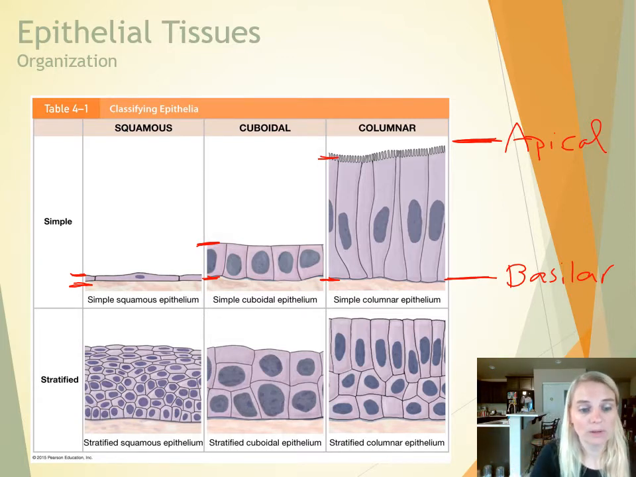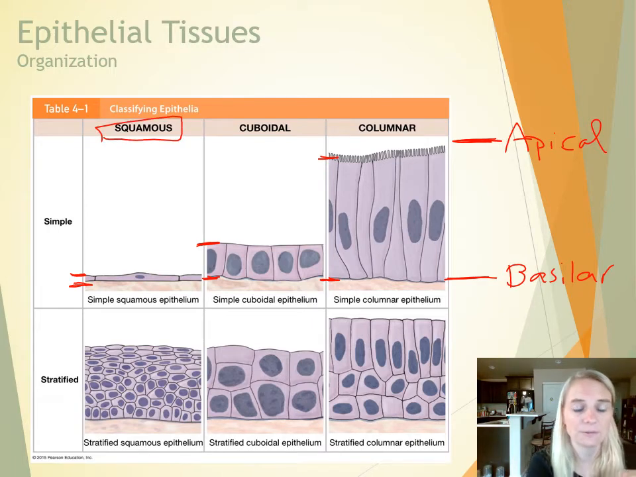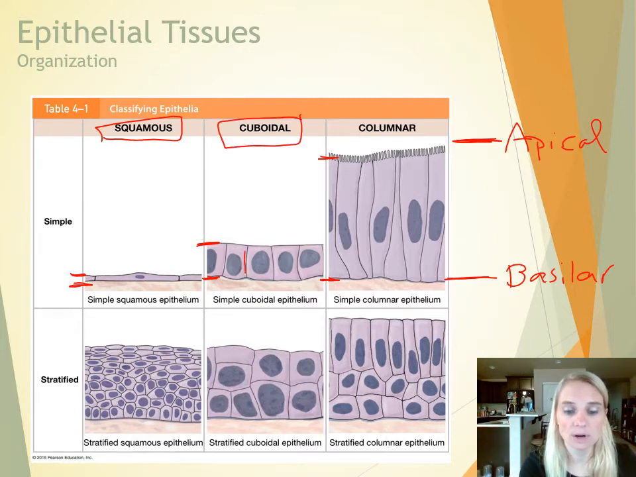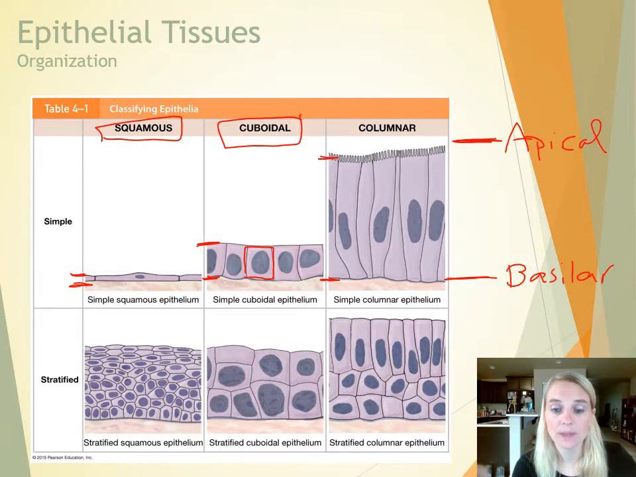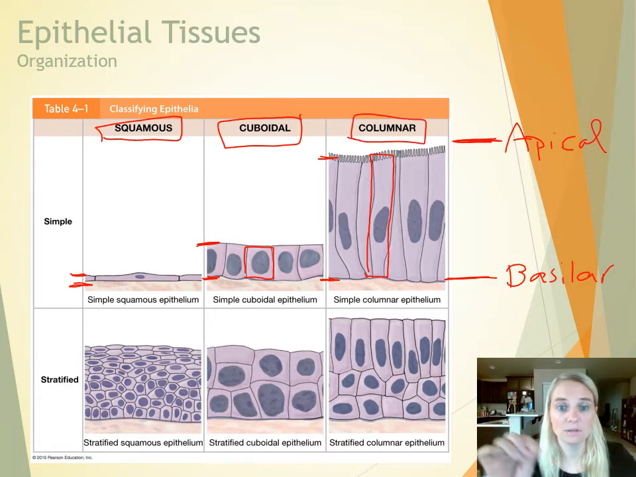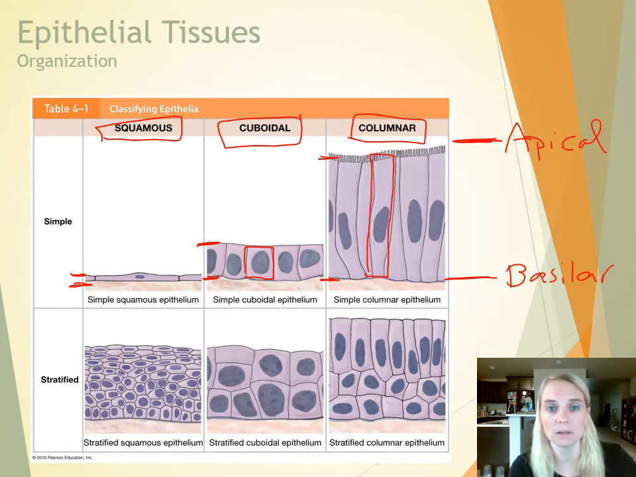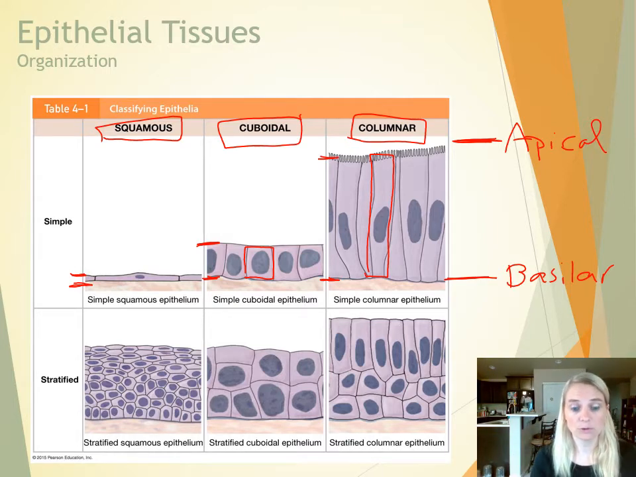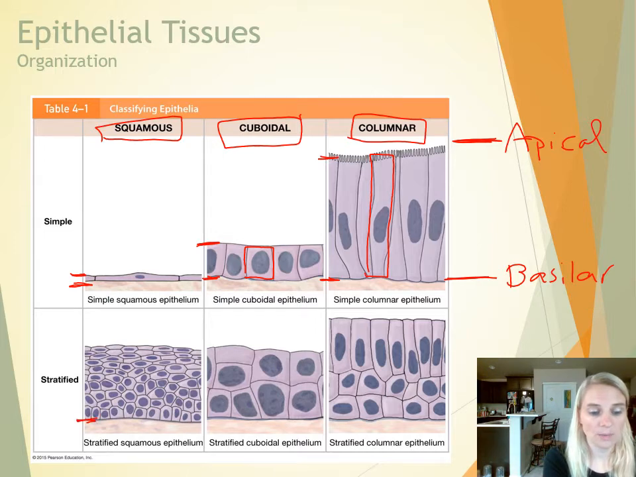The shape is either squamous, because it's flat. Squamous means flat, like a pancake or a fried egg. Cuboidal, as you can see, the cells are kind of cube-shaped. And columnar, they're tall and column-shaped. So those are the shape names. Squamous is flat, cuboidal is square or cube-shaped, columnar is like a column. Then we want to find those boundaries: basilar surface, apical surface, basilar, apical.